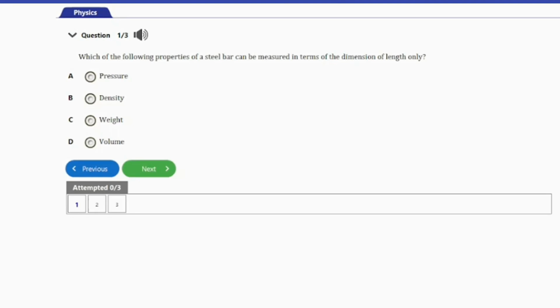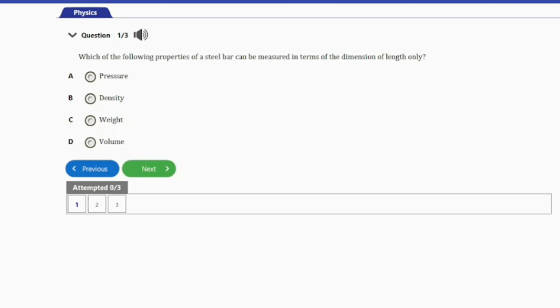Let's go ahead and start with the first question here, which says, which of the following properties of a steel bar can be measured in terms of the dimension of length only? We have A, pressure, B, density, C, weight, D, volume. So guys, the answer to this question is option D, and that's volume. So that's it for this question.